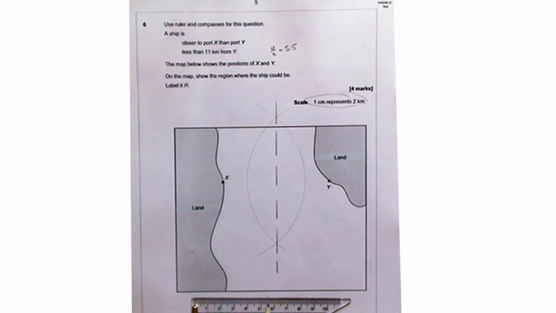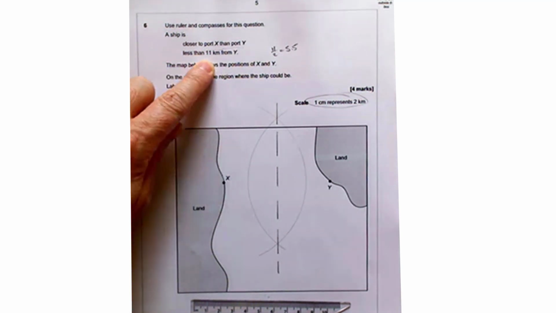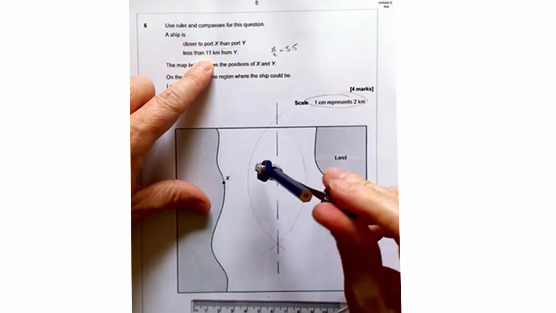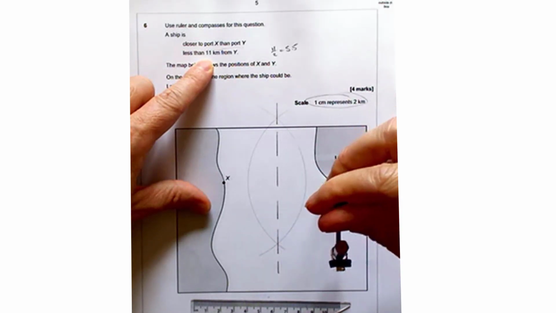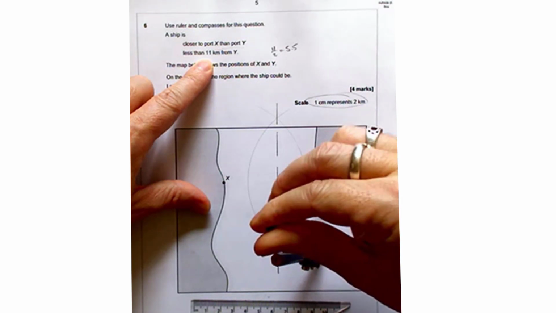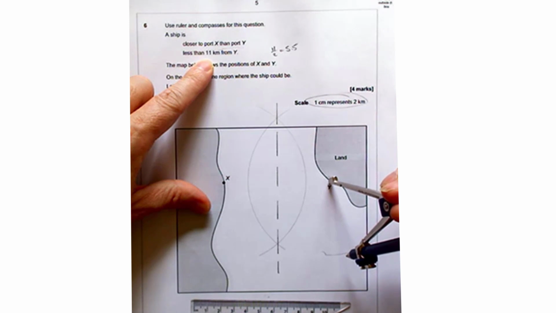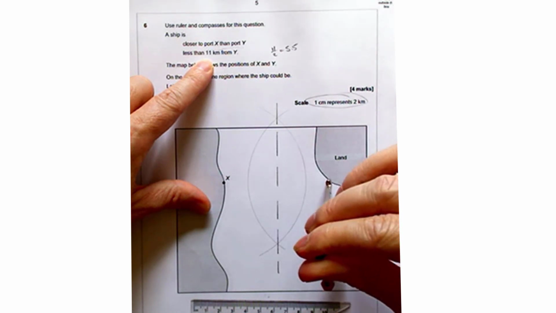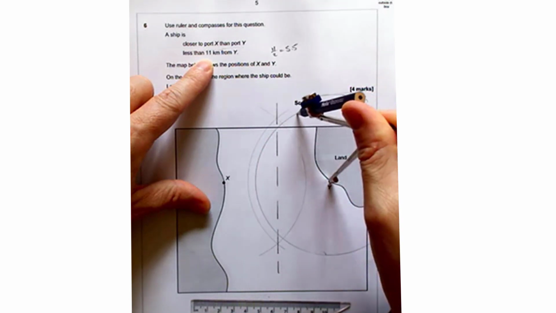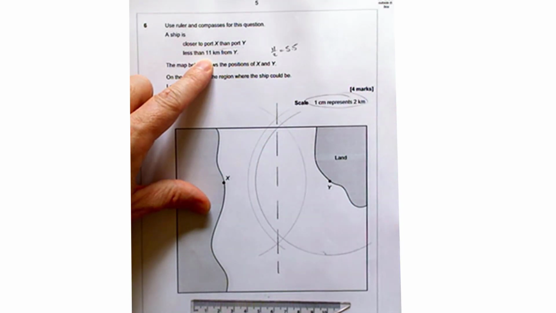And then we can draw a second arc based on Y. Again, every point on this line is going to be 11 kilometers from Y. Oops, let's just do that again. My tip slipped. Okay, so all the points on this line are 11 kilometers from Y.